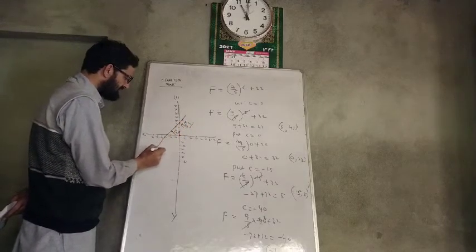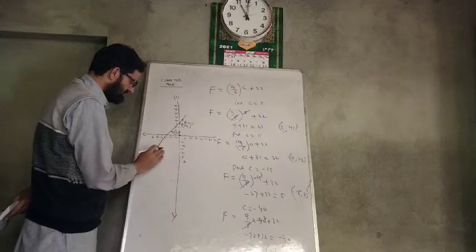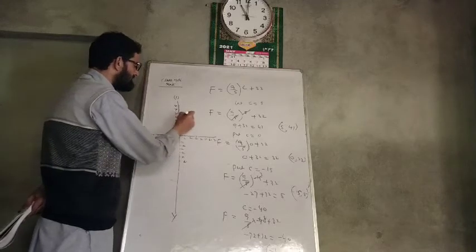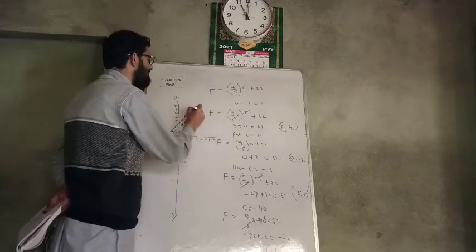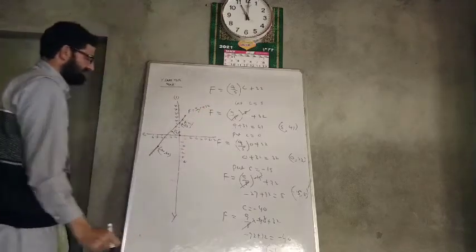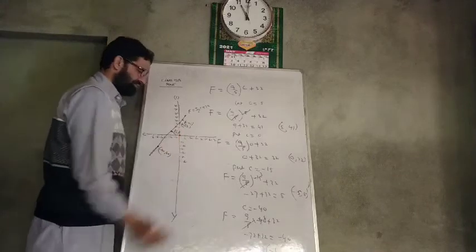You can join these points and you will always get a straight line. This is minus 40, minus 40. So this was the equation of the graph: F is equal to 9 by 5 C plus 32. So this is the graph. You will always get a straight line for this.